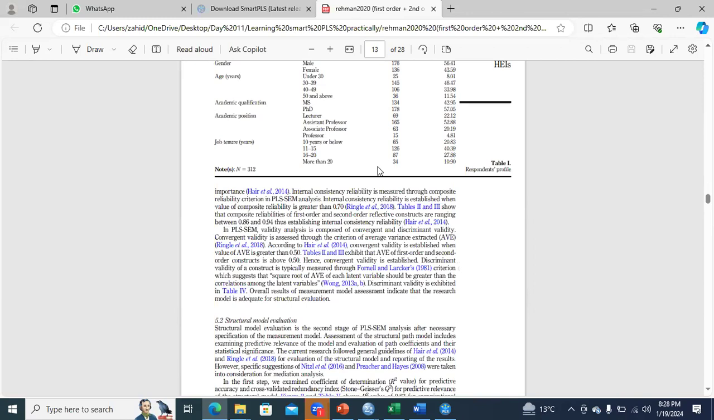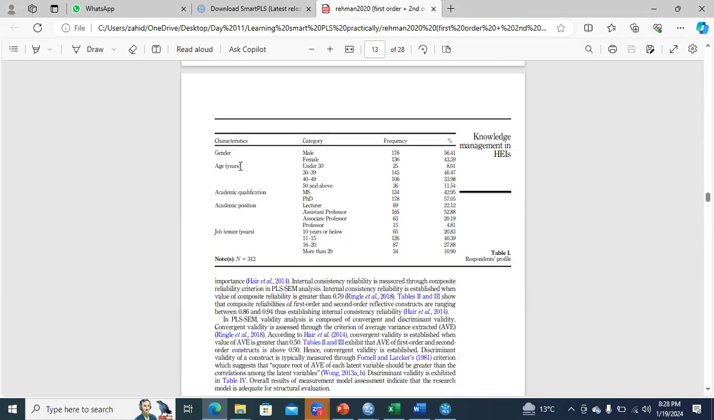This is the first table that you can generate with SPSS. Whenever you collect the data from some respondents, you need to see their demographic factors like age, gender, academic qualification, academic position, job tenure. So this table can be generated using SPSS, and in my early training sessions that I have provided on quantitative primary data analysis, I basically taught this table, how to prepare it and how to interpret it.